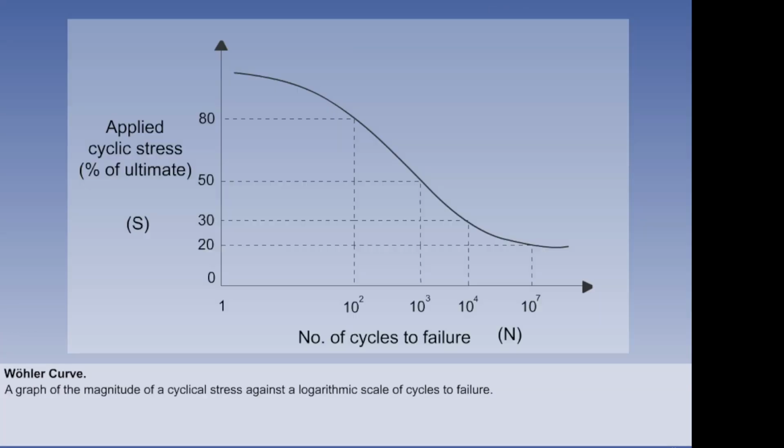In high cycle fatigue situations, a material's performance can be graphically characterized by an S-N curve, also known as a Wöhler curve. This is a graph of the magnitude of the cycle stress, S, against a logarithmic scale of cycles to failure, N. It can be seen that after 100 cycles, at 80% of the ultimate stress, the specimen will fail. But if the stress is reduced to 30% of the ultimate, then the component will fail after 10,000 cycles.